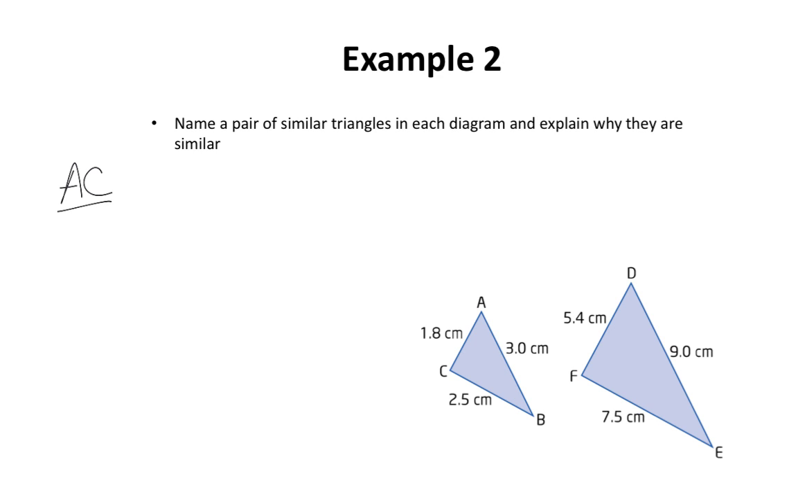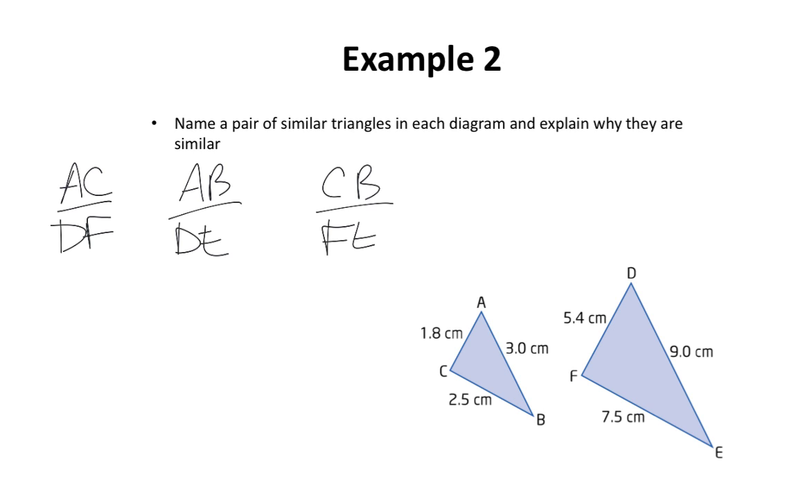AC corresponds to side DF. Side AB corresponds to side DE, and side CB corresponds to side FE. You'll notice that I've kept the side lengths of the smaller triangle all in the numerator and the side lengths of the bigger triangle all in the denominator, just to make sure you are consistent. It doesn't matter if you switch these around.